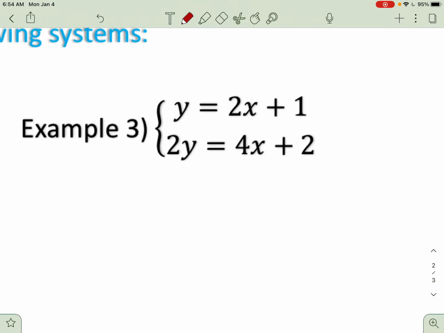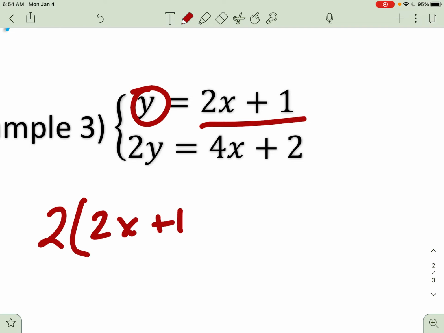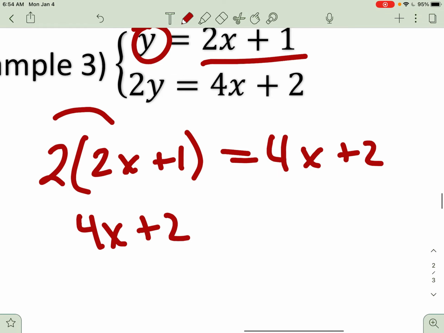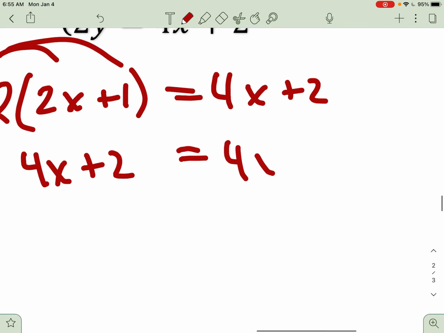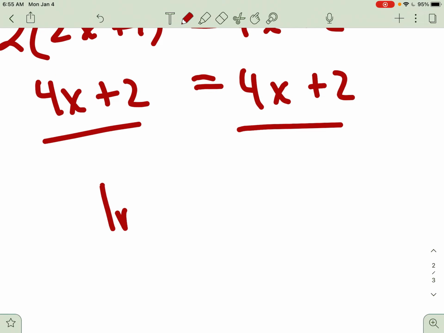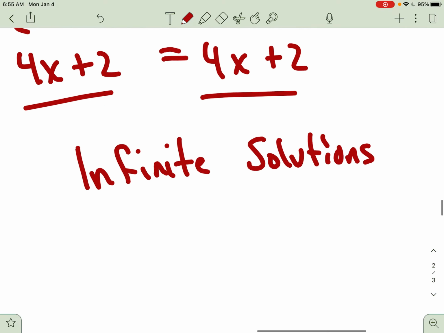All right. Example 3. We've got a y that's isolated. Okay, this one's not. So we're still going to plug it in. So 2 times 2x plus 1 equals 4x plus 2, when I distribute the 2 to both sides. Okay, so now look at this one. The left side is equal to the right side, and we haven't even done anything yet, right? Okay, so what that means is that there are infinite solutions. It means that any number that you plug in would be a solution.